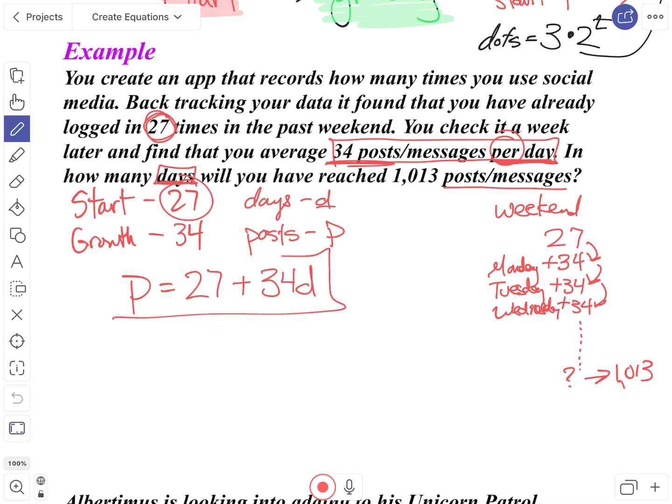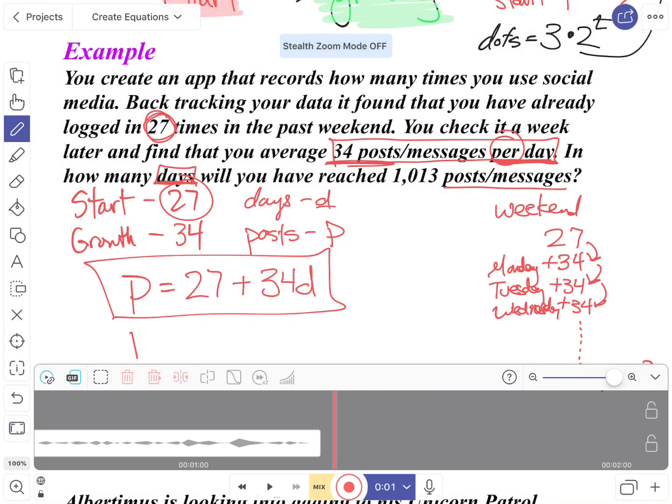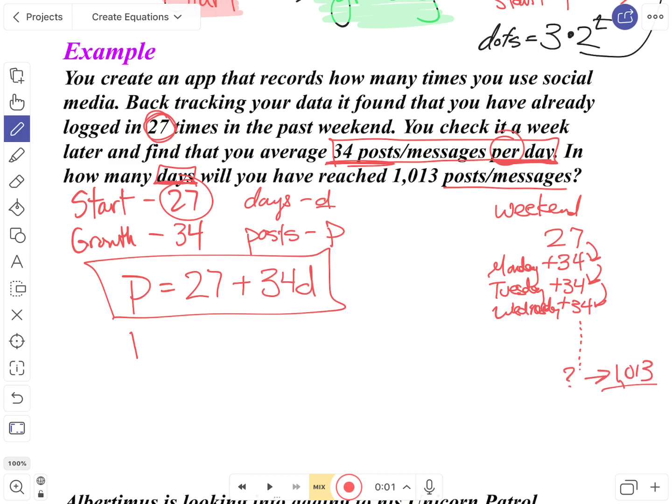So there's our equation. Now, if we want to answer the question and get to 1,013, we're going to kind of have to think backwards, okay? This is a new program for me, so sorry about that. I'm actually not using the program to record, I'm using the iPad to record, so just kind of screencasting. But anyway, so we've got 1,013, right? That we're doing here, okay?